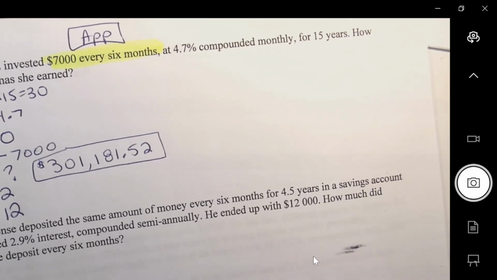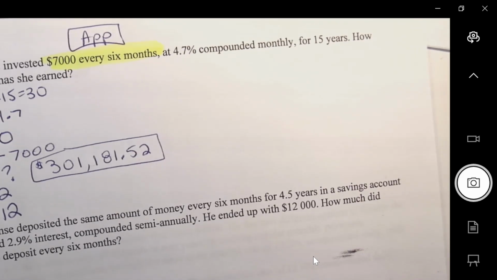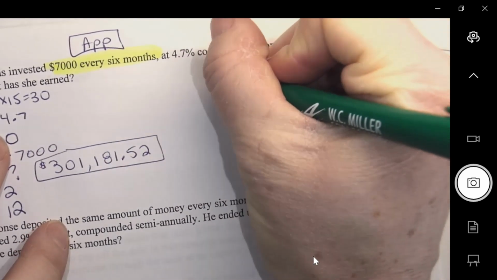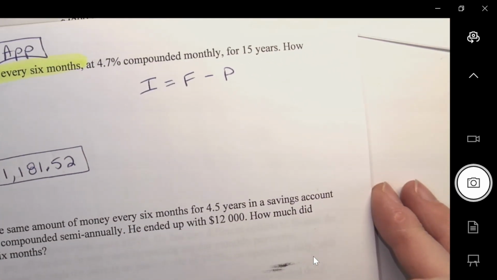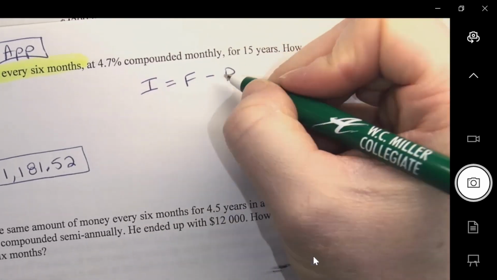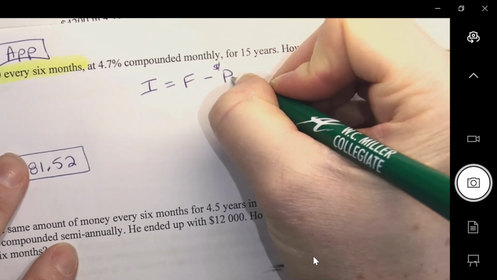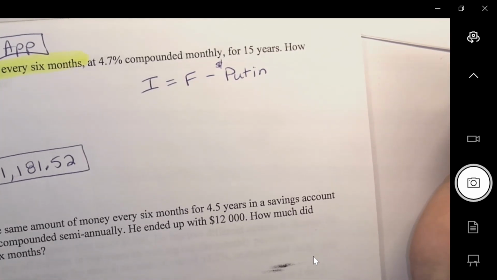Okay, this is not the answer though. We wanted interest. That's not how much interest you made, that's how much you have at the end. So we have to change our formula here. Before, we had interest equals final minus principal. Instead of the principal, I'm going to change it to the money that you put in, because we don't just start with money, we keep putting money in.